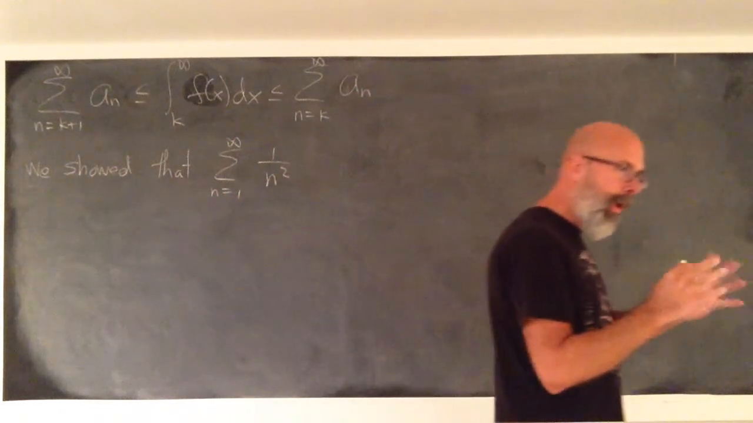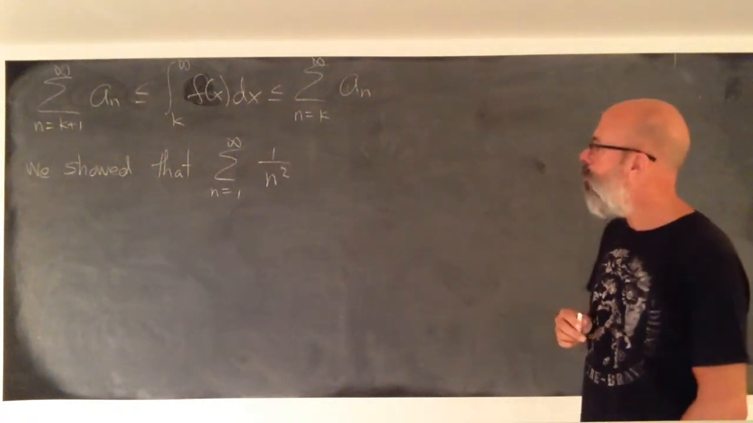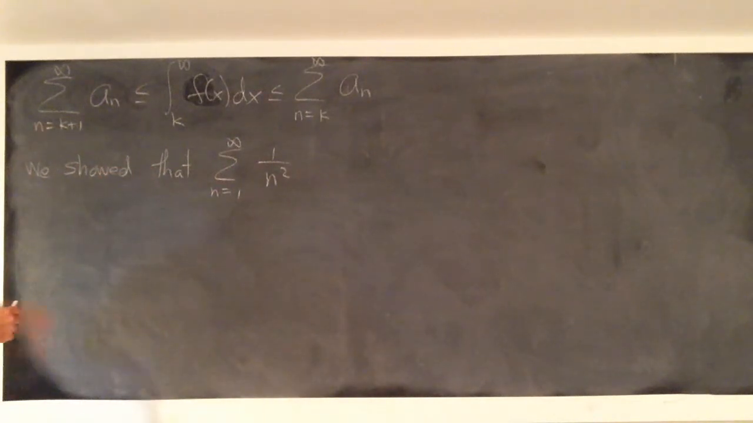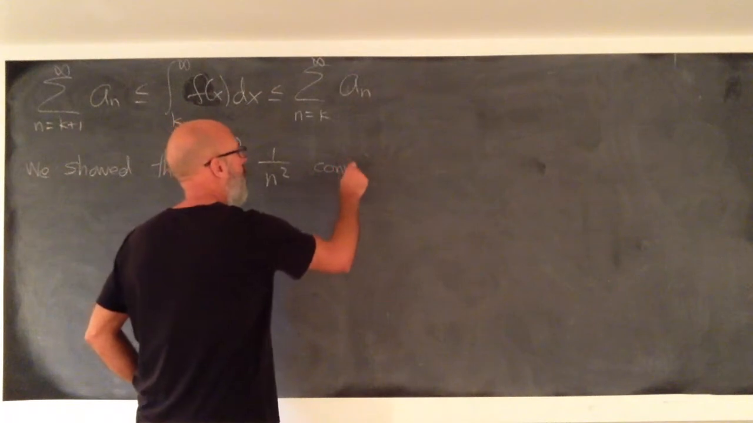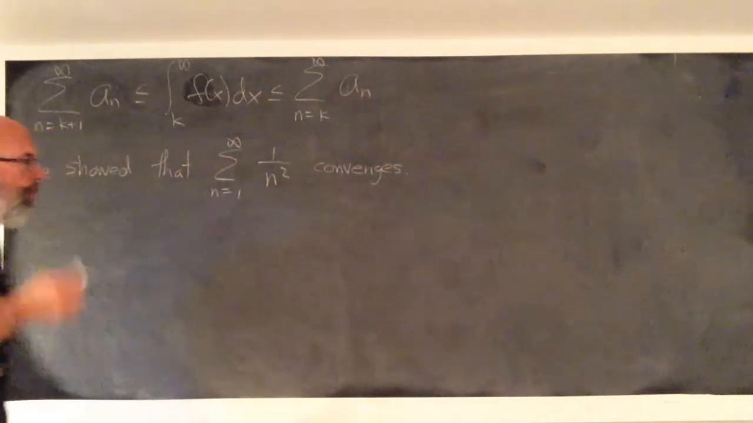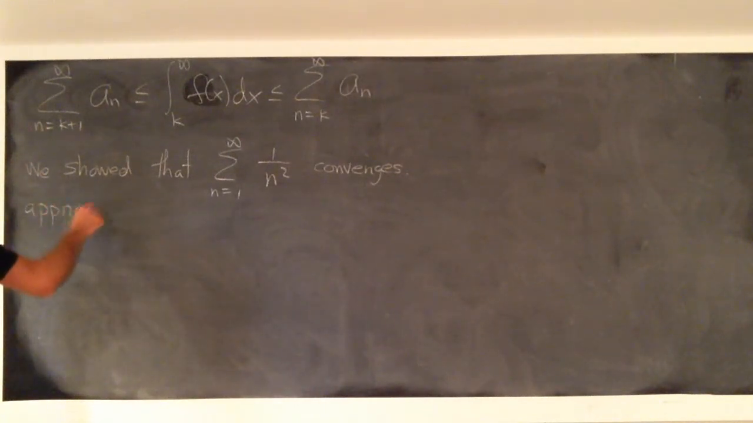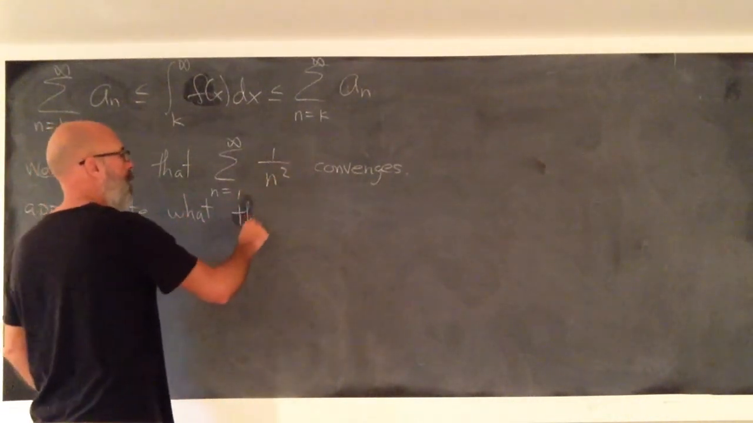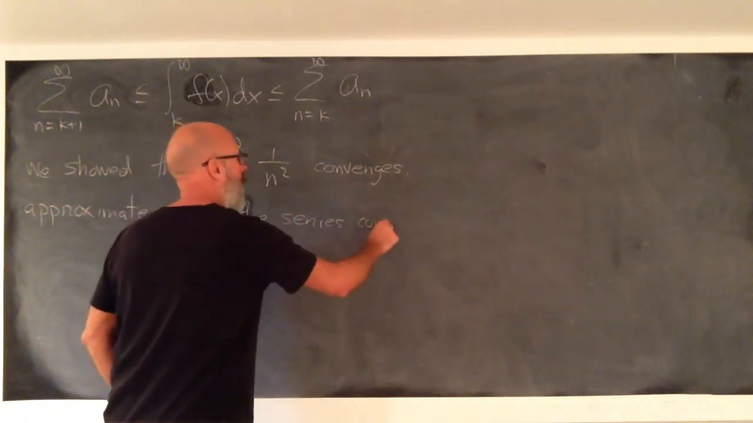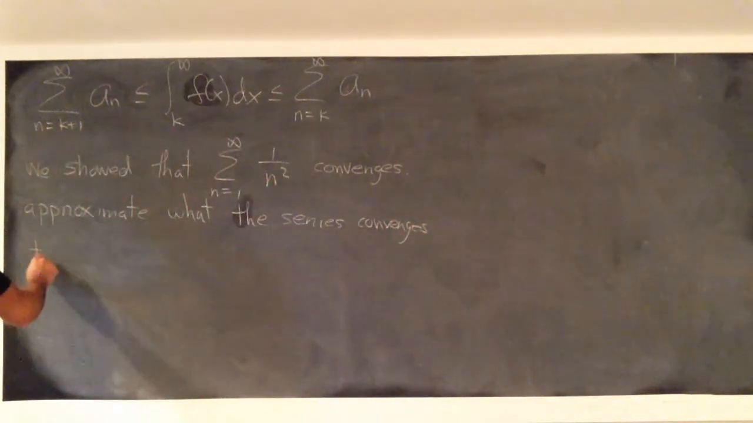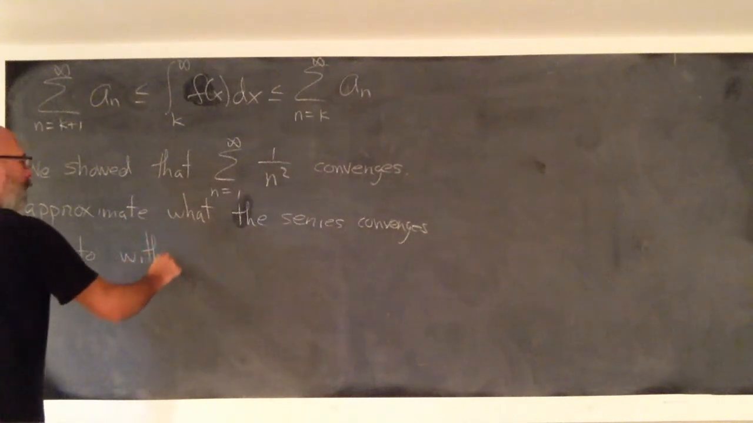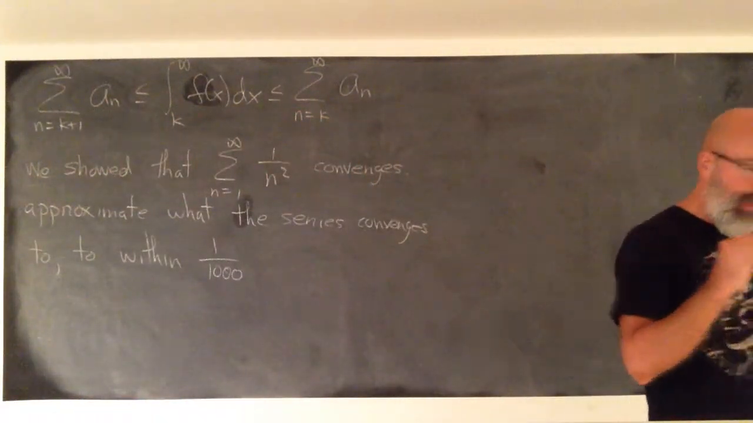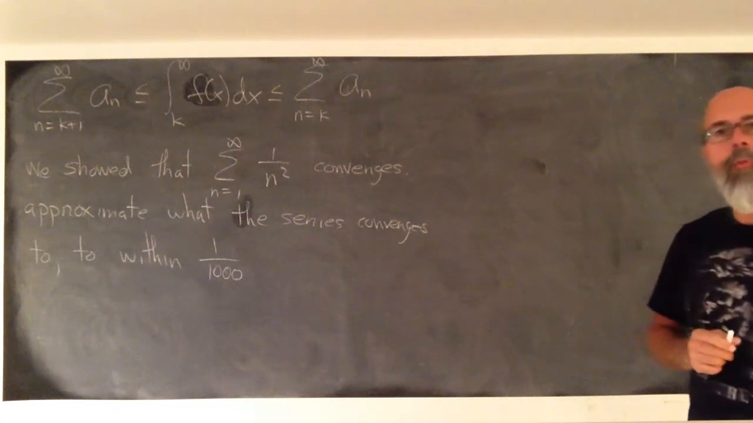And the integral test will allow us to get an approximation of what that converges to in the following sense. Let's consider the following question. We showed that this converges. Let's approximate what the series converges to within 1 over 1,000. So we're going to get a good approximation of what the series actually converges to.